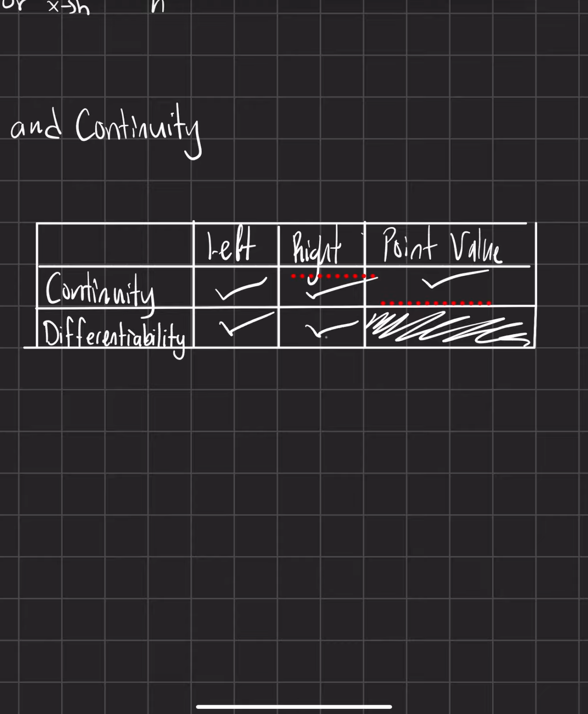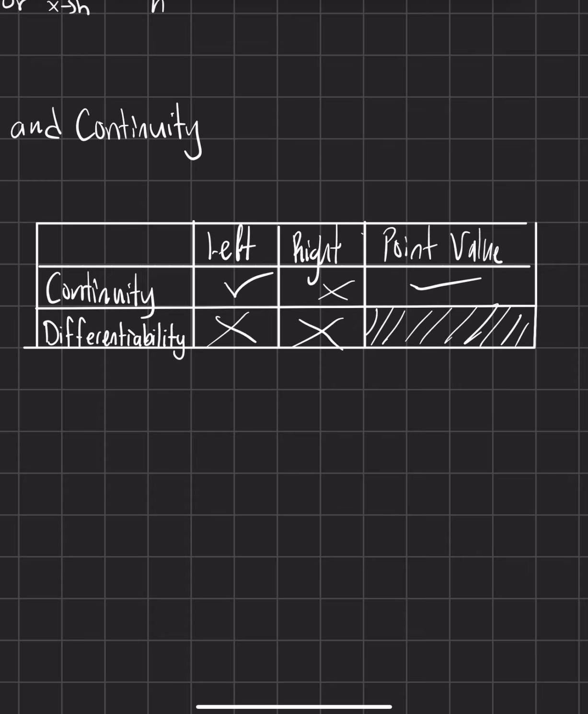We also need our left and right side derivatives to agree with each other. If that happens, then we know that it's differentiable, and that means it's going to be continuous and differentiable. But if we have the left limit and the point value agreeing, but the right limit doesn't agree, that means it cannot be differentiable.